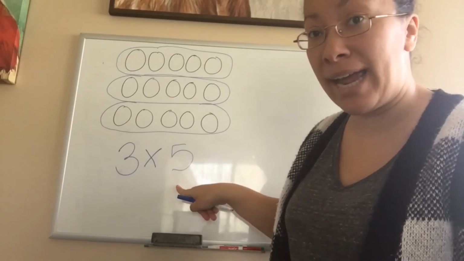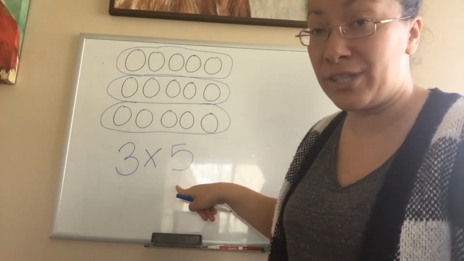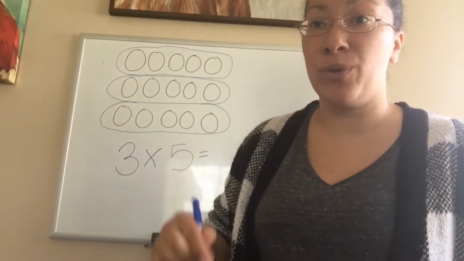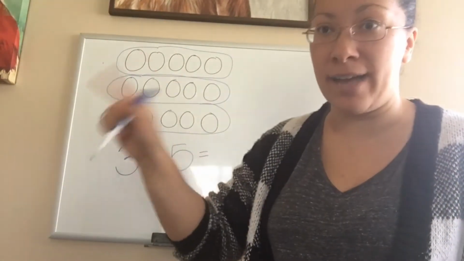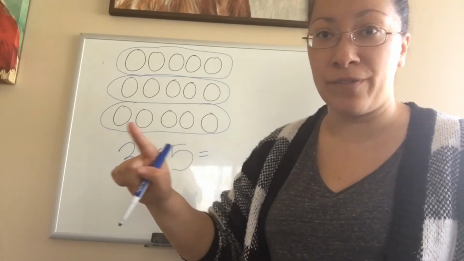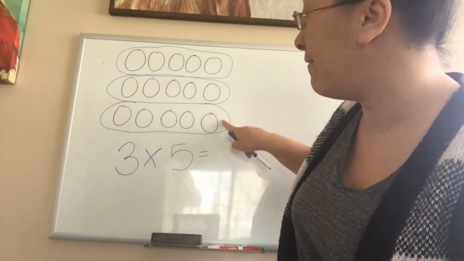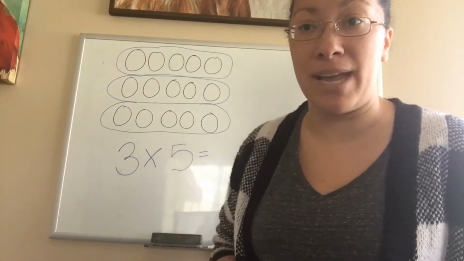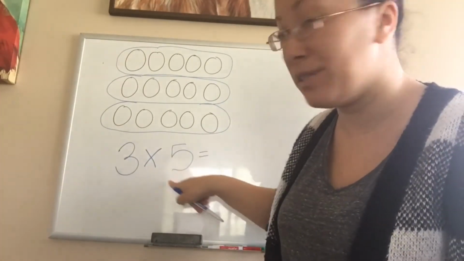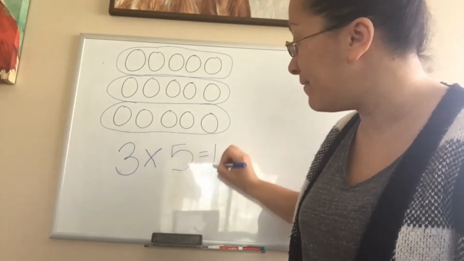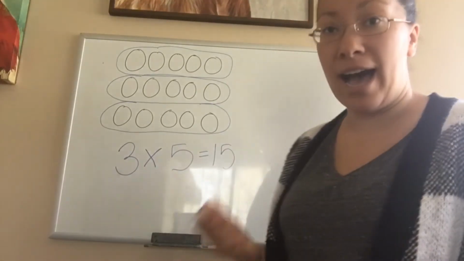And then to find my answer, I count all of my circles. Now there's a couple of ways we can do this. You could just count them all, 1, 2, 3, 4, 5, 6, 7, 8, 9, 10, 11, 12, 13, 14, 15, or we can count by 5s. 5, 10, 15. Either way, we get the same answer. So I know 3 times 5, or 3 groups of 5, is 15 items.